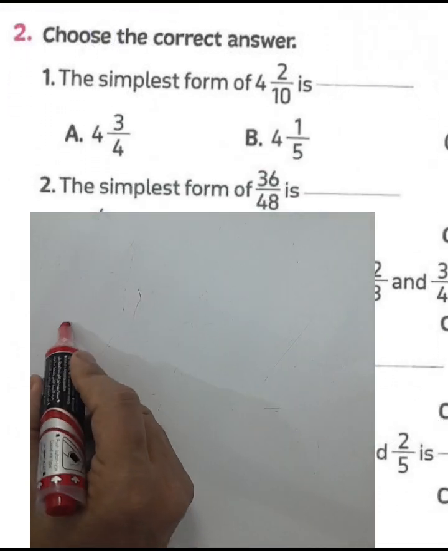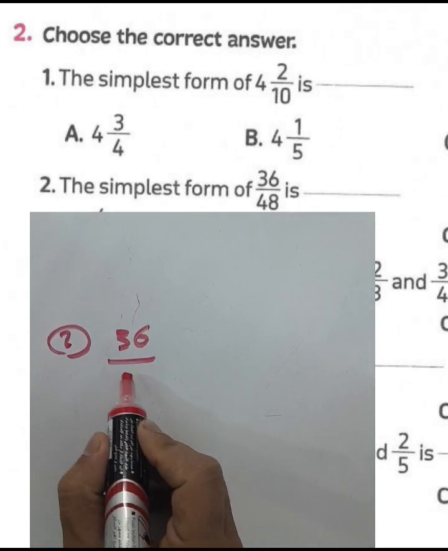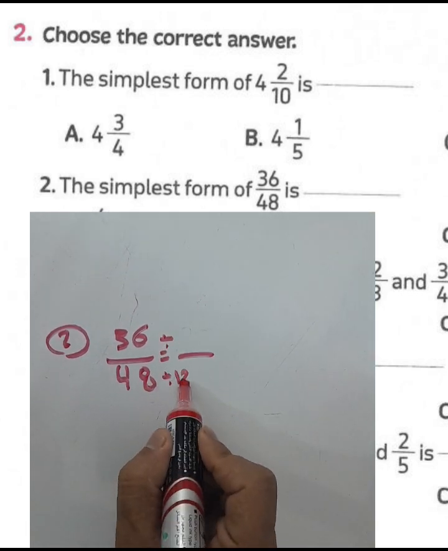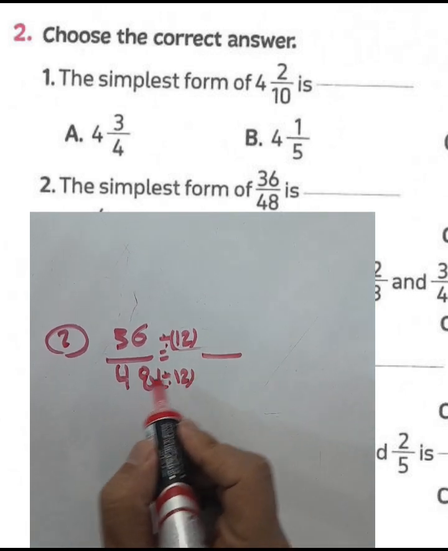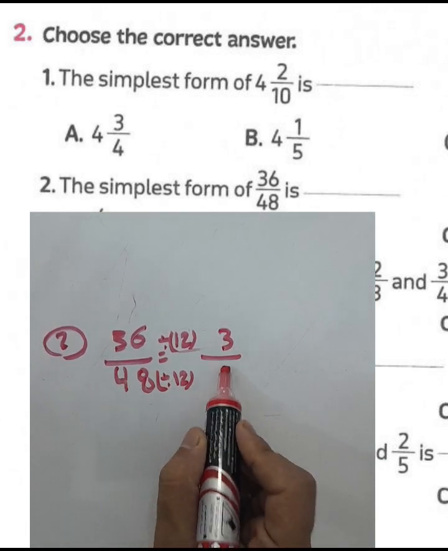Next question. Question number 2. Simplest form of 36 over 48. We can divide numerator and denominator by 12, a common factor between them. Then the result will be 36 divided by 12 equals 3 and 48 divided by 12 equals 4. And the result will be 3 over 4.